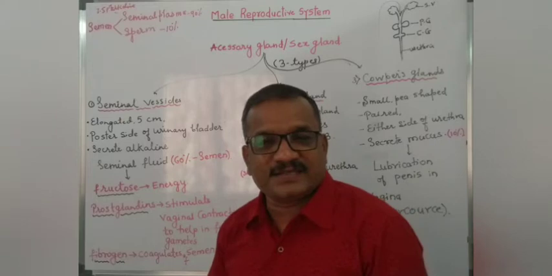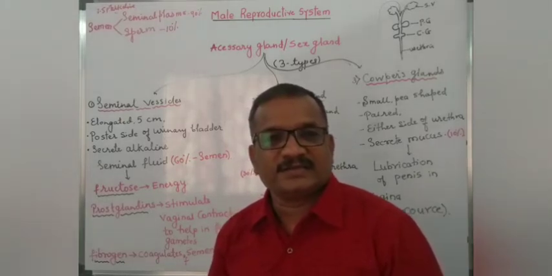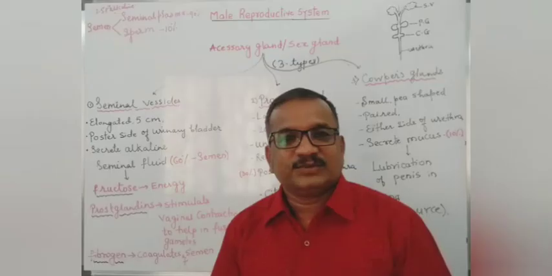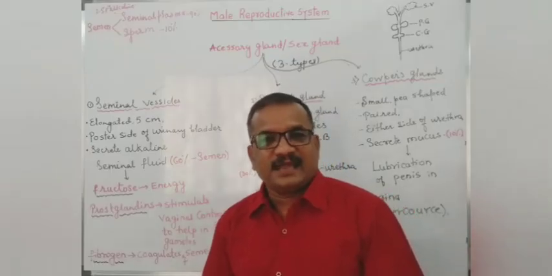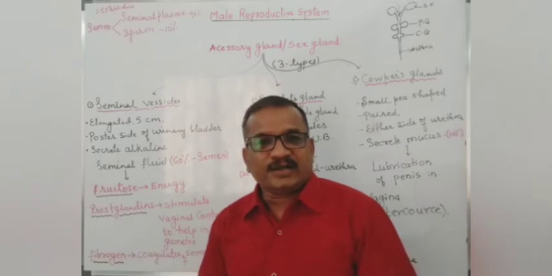In the last lecture, we have seen that the male reproductive system consists of different organs: testes, epididymis, urethra, and penis. The next part of the reproductive system was the sex gland or accessory gland. Now we are going to see those glands.